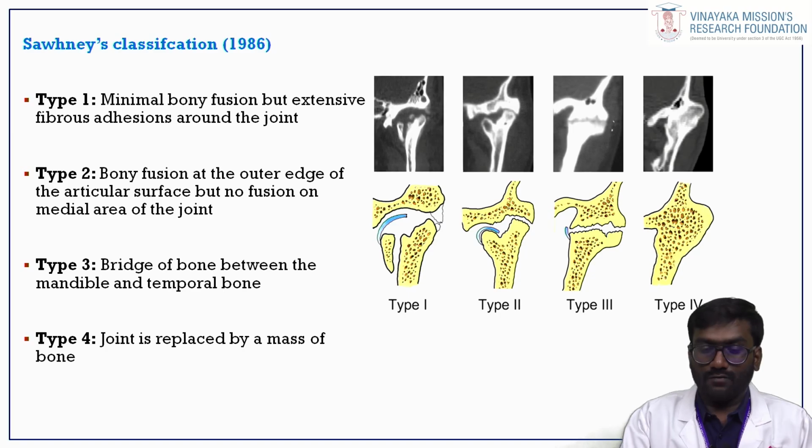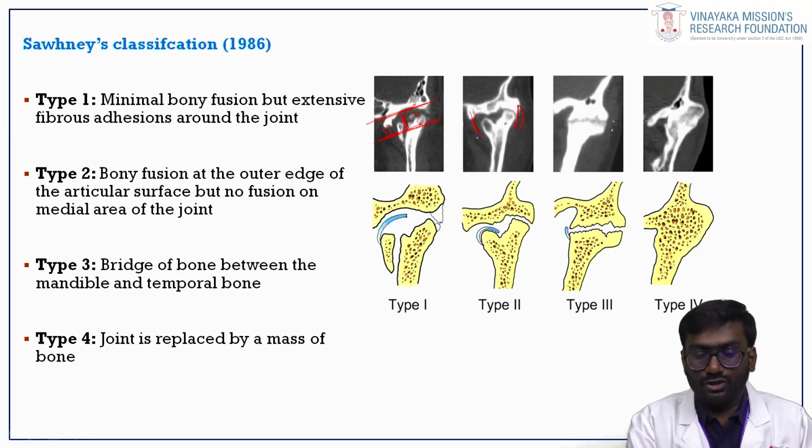the glenoid fossa. Everybody can see this radiographic image of a CT. Between this glenoid fossa and the condyle you have sufficient space. But here and there you have fibrous adhesions. So there will be some amount of movement; the joint is not entirely fused. Whereas in type 2, only on the periphery, that is on the margins, you will start having bony fusions, whereas in the center part there is no fusion at all. That is called type 2.